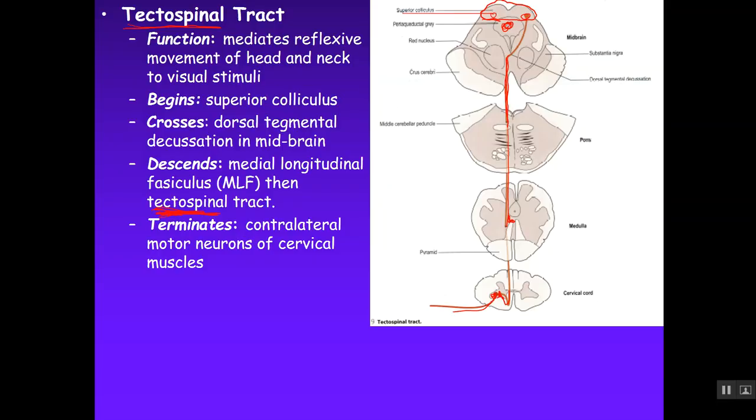This is where, when you want to look quickly to an object in your periphery, or you hear a loud sound, you turn your head towards it. This helps mediate that reflexive response of moving or diverting your head. Your eyes will divert too, but it also tells your head and neck muscles to move your head to that position as well.